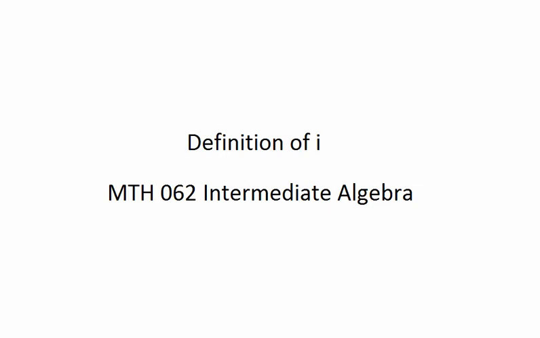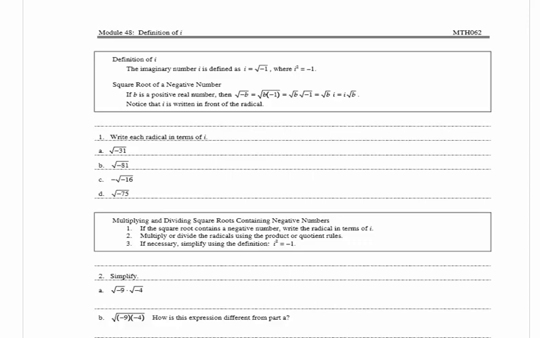In this video, we're going to be looking at the definition of i. The imaginary number i is defined as i equals the square root of negative 1, and i squared is equal to negative 1. So here in problem 1, we have: write each radical in terms of i.